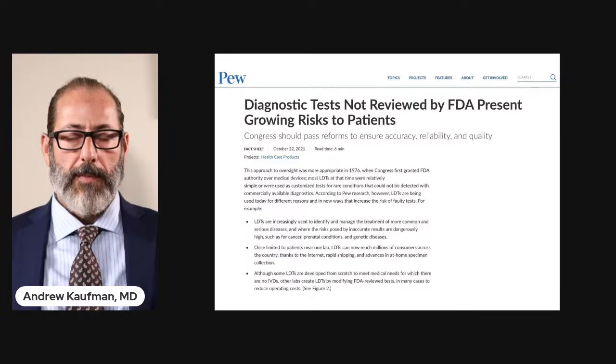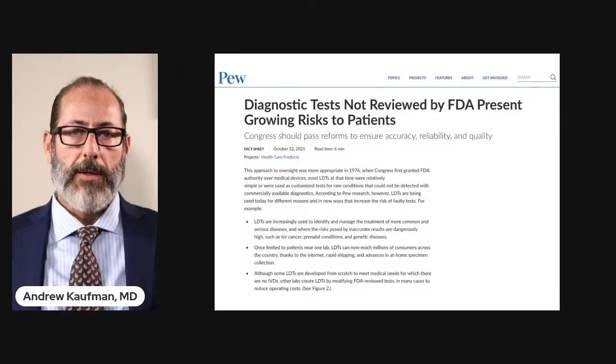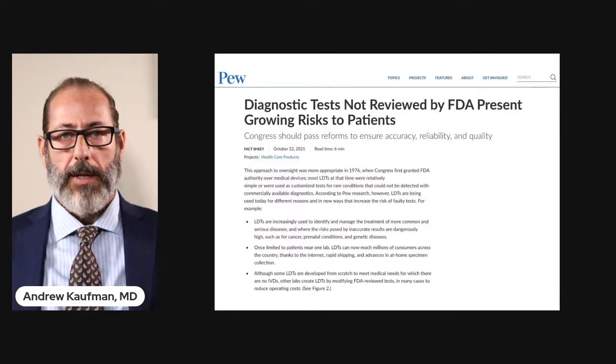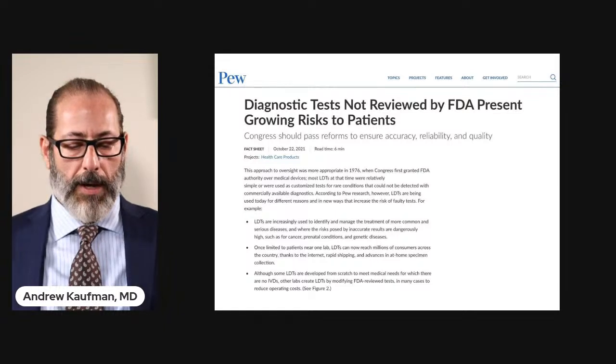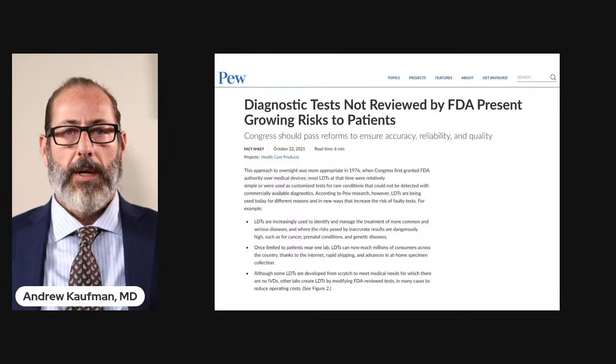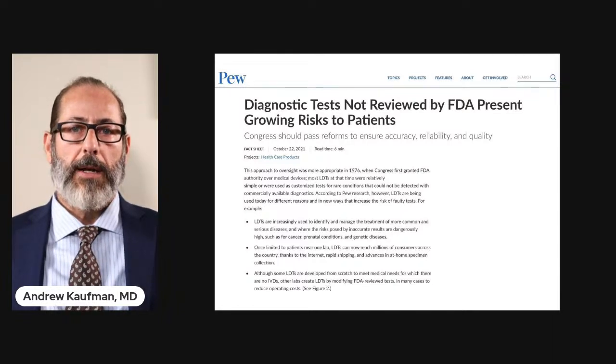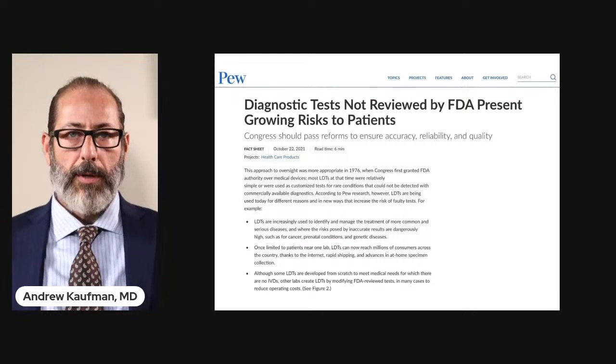So in other words, there is no oversight and no need to prove that these diagnostic tests are valid, but they're still used routinely in serious life-threatening conditions. Once limited to patients near one lab, lab-determined tests can now reach millions of consumers thanks to the internet, shipping, and advances in at-home specimen collection. So yes, it is true. Many of the at-home diagnostics, including genetic testing, that you or others that you know may have participated in, are not validated tests.